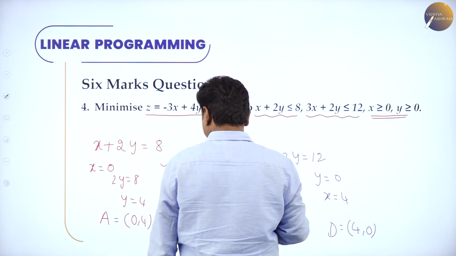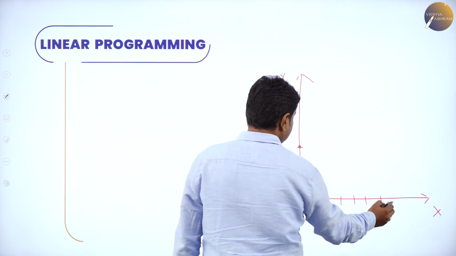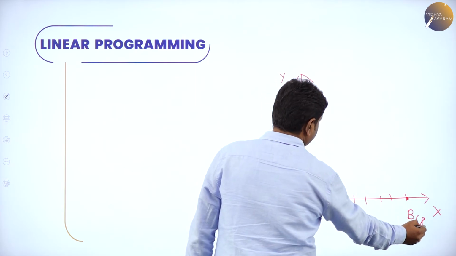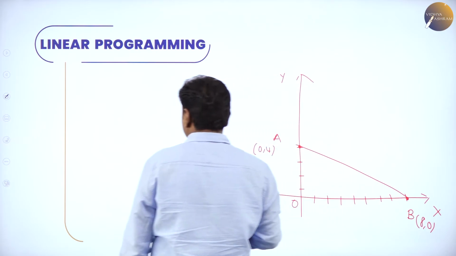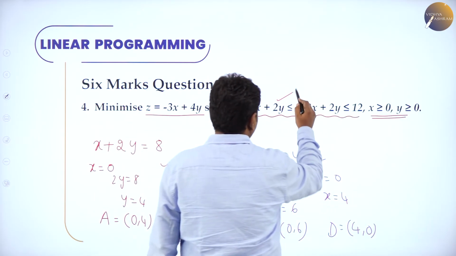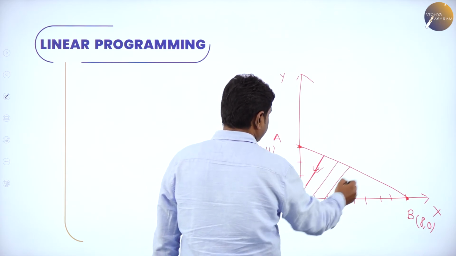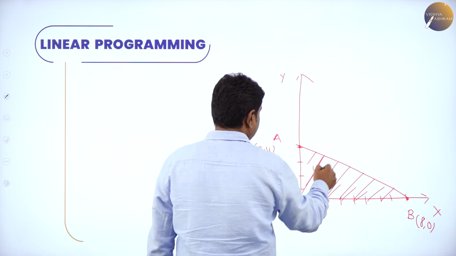And B, what is B? 8, 0. 1, 2, 3, 4, 5, 6, 7, 8. B is 8, 0. Stretch a line. And they told less than. So shading is towards below. Shading comes down. Shade below.